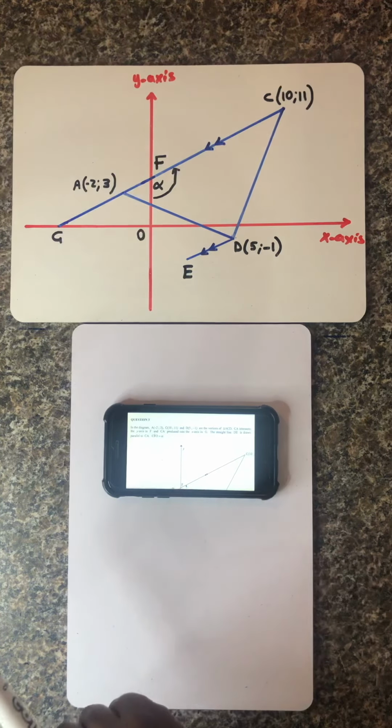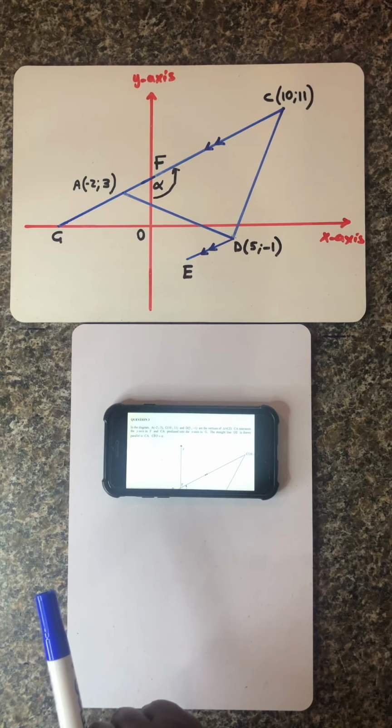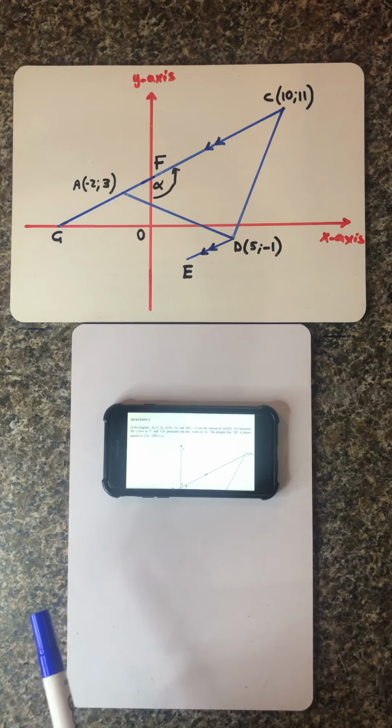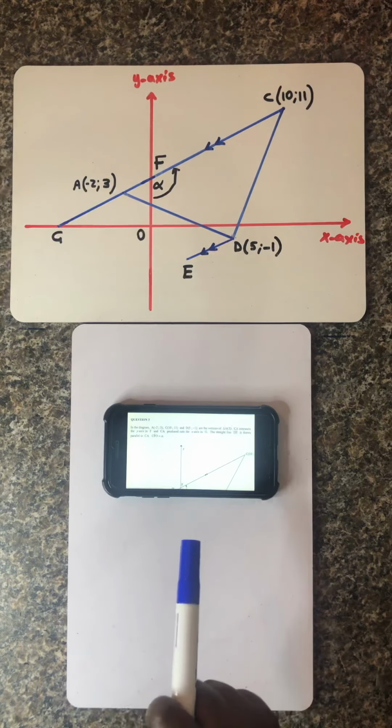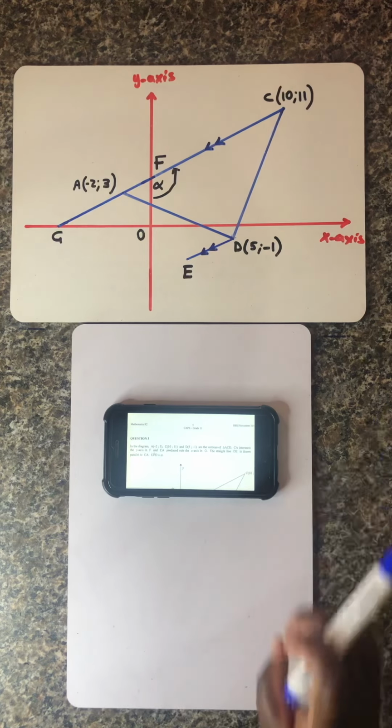I'll just try to read it as slowly as possible. I won't read it twice. I'll just read it once, and then from there we'll start with the questions. Again, this helps you to be able to listen and understand, and if need be, write at the same time. So in the diagram below, remember, this is the diagram that I drew there, the same diagram that I've explained.